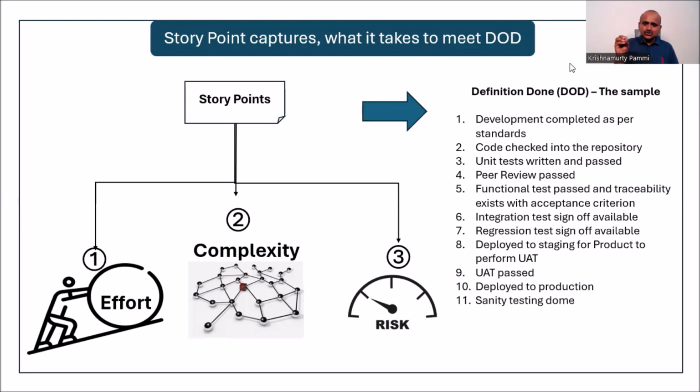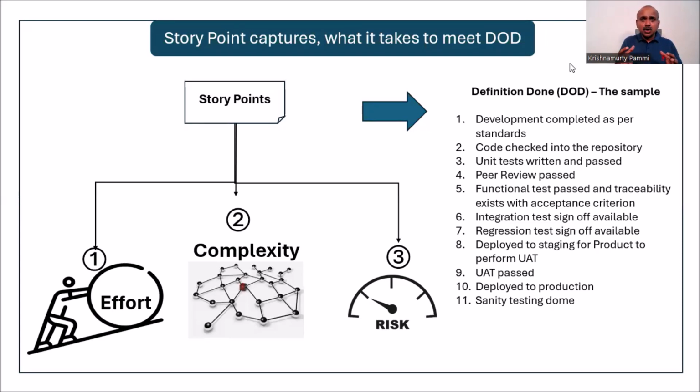It is deployed to staging for the product to perform UAT. The product has performed UAT and UAT has passed, and there is a sign-off available. And then it is deployed to production, and then there is a sanity testing done, and everything is working properly. This is a sample definition of done. Every team, depending upon their context, will set their definition of done.